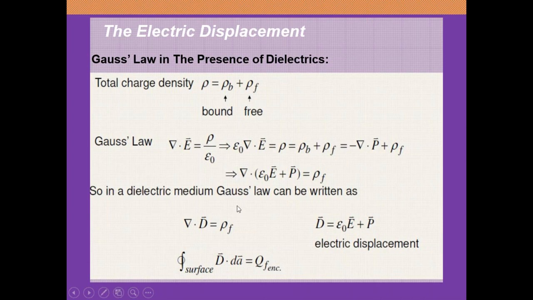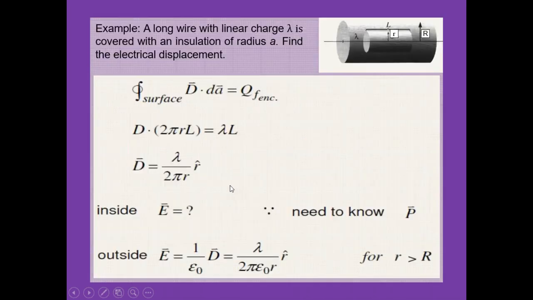Let's look at a short example. A long wire with linear charge density lambda is surrounded with insulation of radius a. Find the electric displacement.